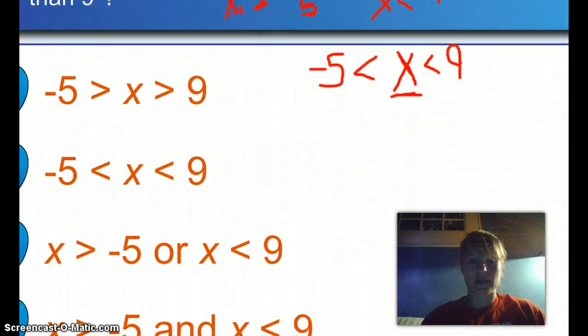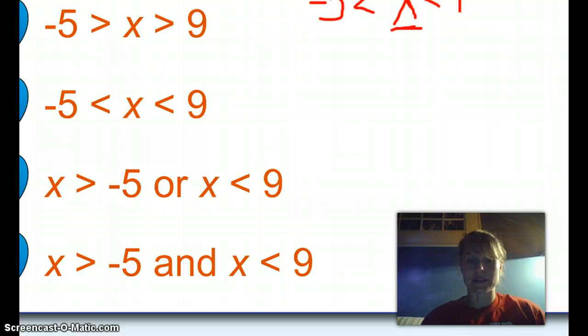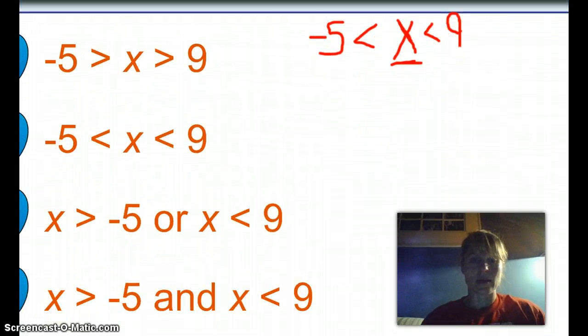And that's an or, so that's definitely not it. And this one is correct, I think, right? We said x is greater than -5, and x is less than 9. So that is correct, but it's not written in compact form. So we want to make sure that we write it in this way.